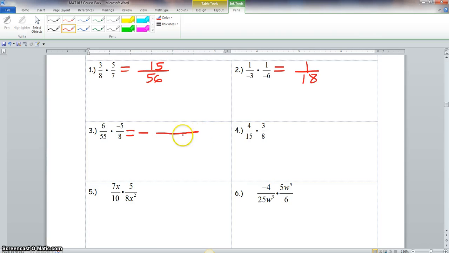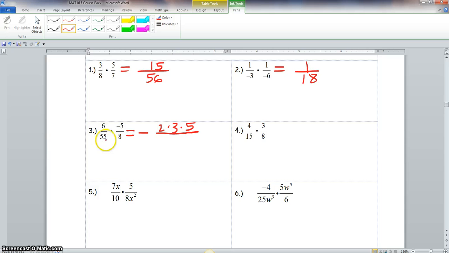Now this is what I would suggest you do. If we're doing all multiplication, I would suggest that you take the prime factorization of this number and the number it's being multiplied by. So the prime factorization of 6 is 2 times 3, and the prime factorization of 5, because we put the negative out here, is just 5. So that would be our numerator.